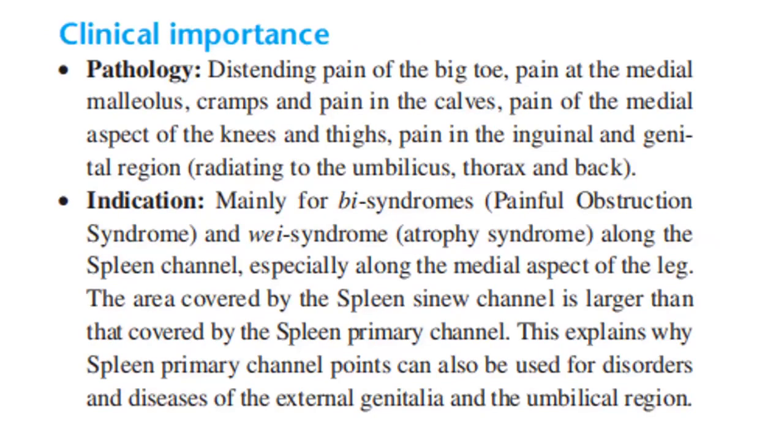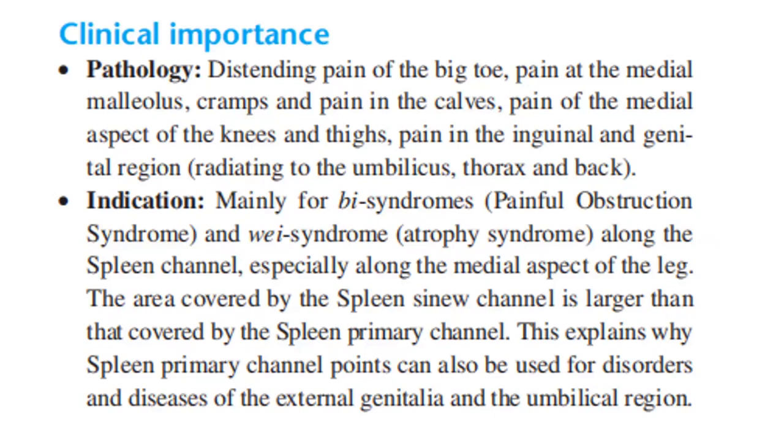Clinical importance, pathology: distending pain of the big toe, pain at the medial malleolus, cramps and pain in the calves, pain of the medial aspect of the knee and thigh, pain in the inguinal and genital region, radiating to the umbilicus, thorax, and back. Indication mainly for Bi syndrome, painful obstruction syndrome, and Wei syndrome, atrophy syndrome along the spleen channel, especially along the medial aspect of the leg.